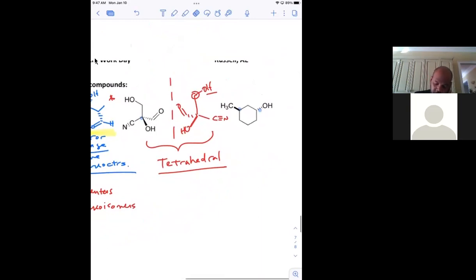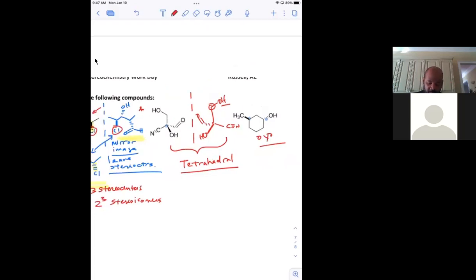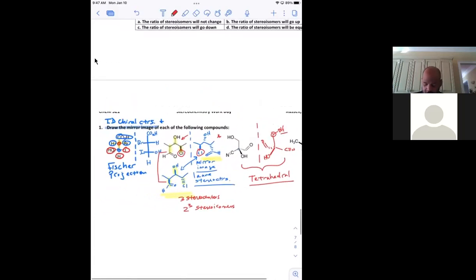So I'm going to leave this one for you to do. All right, so I want you to just follow the instructions. First identify the chiral centers, and then draw the mirror image. Any questions so far? We all right?